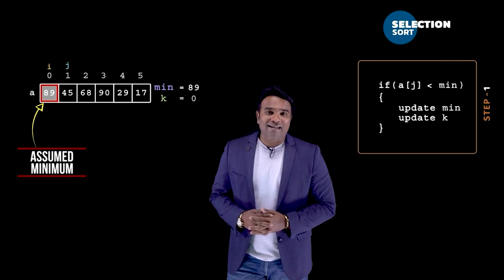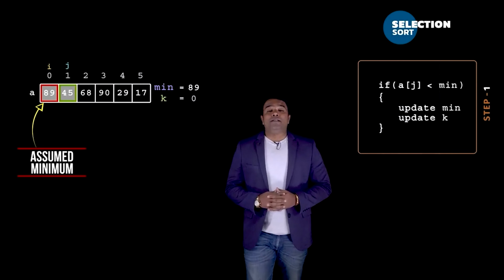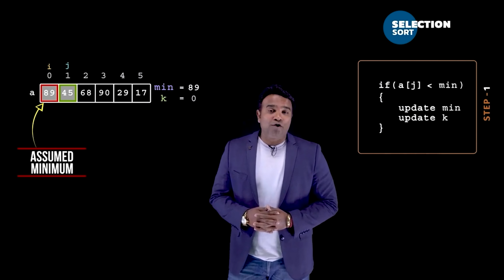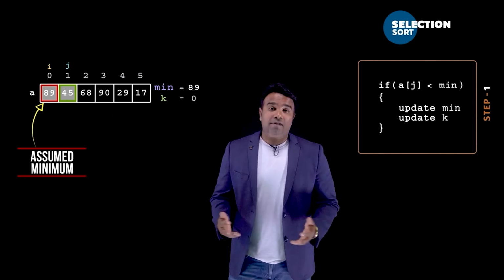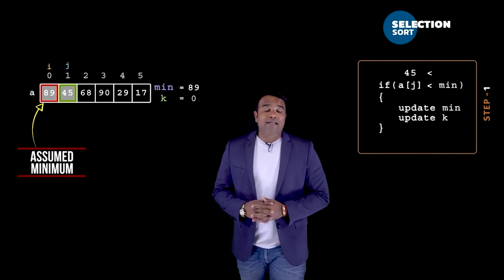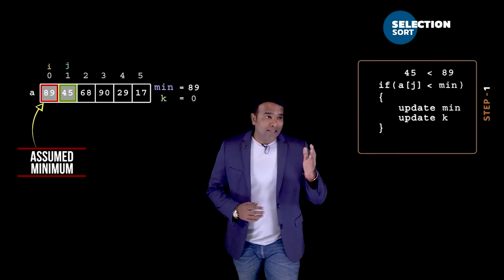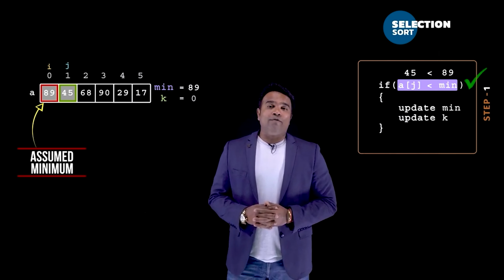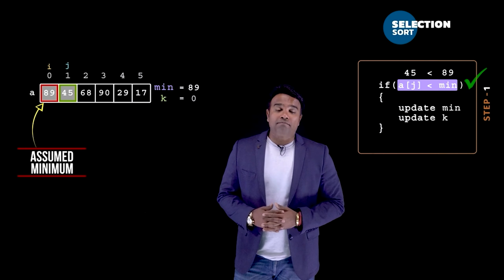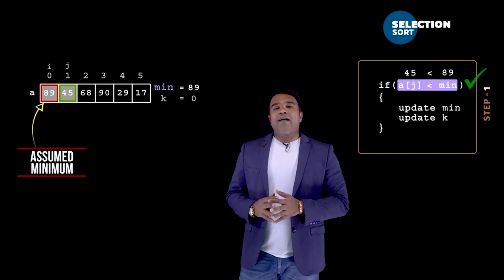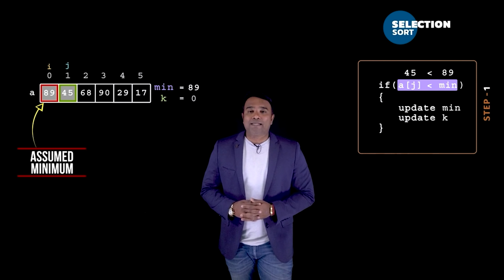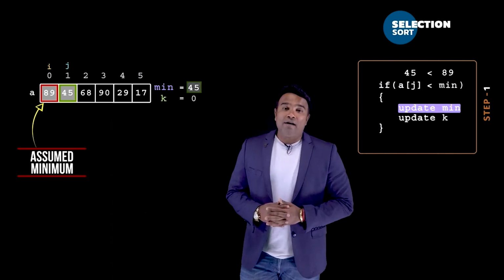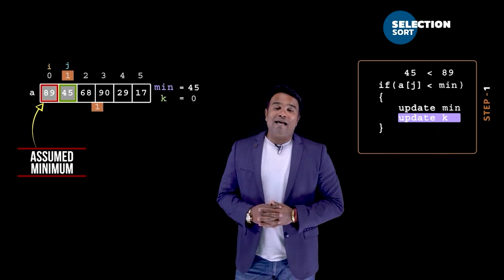Look at a of j in the array. It is 45, and if you'll ask me, is a of j lesser than the minimum? Then yes, 45 is lesser than 89, which means that this condition is satisfied. And when the condition is satisfied, obviously I'll have to execute the body, and in the body it is suggested that I will have to update both min as well as k. So I am going to update my new minimum as 45 and the position as 1.